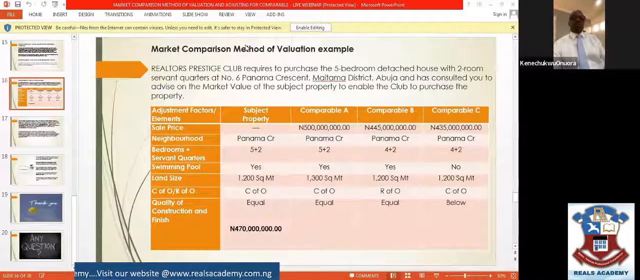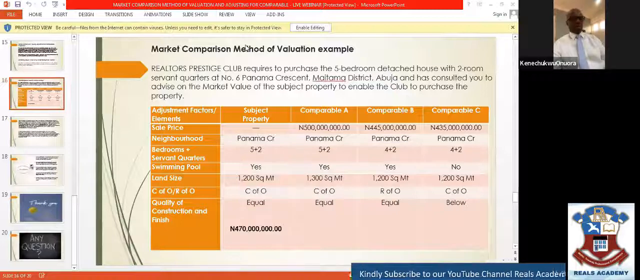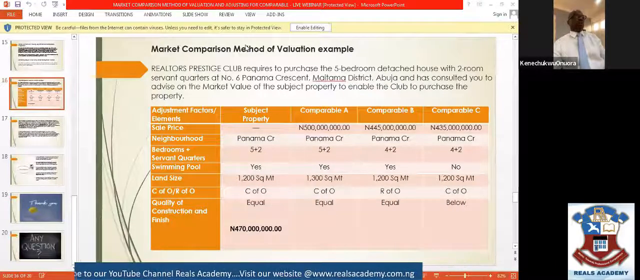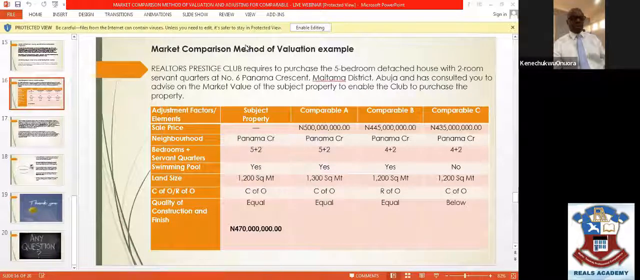The value of the property is not just a reflection of a certain figure, or the difference in amount you pay for getting C of O from R of O. It doesn't work that way. The person telling you he can pay lower because of R of O is not saying that he's going to pay the exact difference. Because there's a big difference between holding your C of O and holding your R of O.